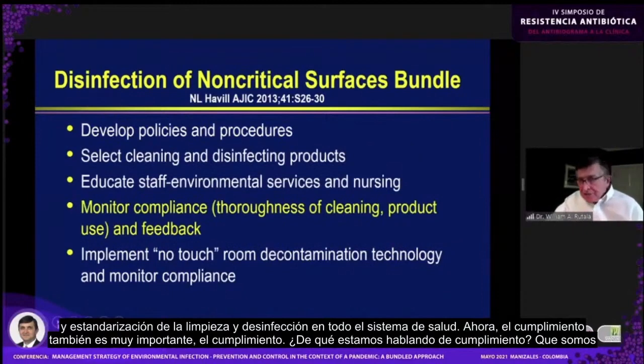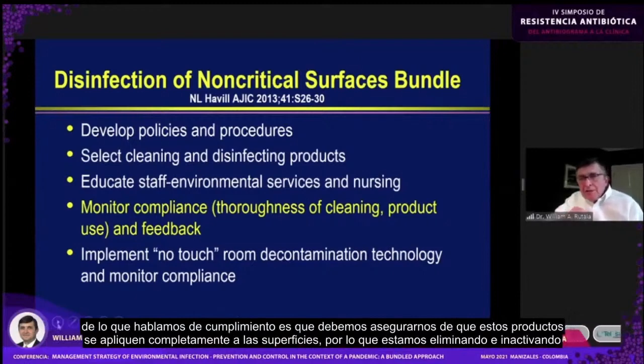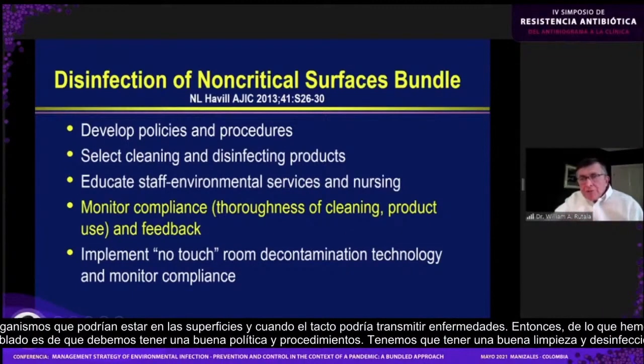Now, compliance is also very important. Compliance, what are we talking about with compliance? What we're talking about with compliance is we need to make sure that these products are thoroughly applied to surfaces, so we are effectively removing and inactivating organisms that could be on surfaces and when touched could transmit disease.